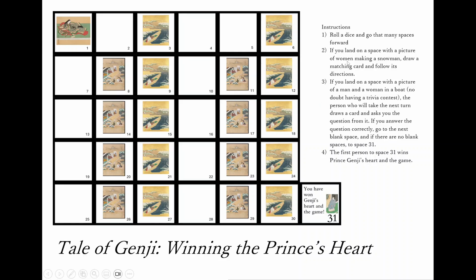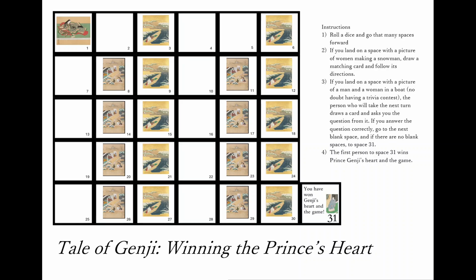If you land on a space with a picture of women making a snowman, draw a matching card and follow its directions. That's these here. If you land on a space with a picture of a man and a woman in a boat, the person who will take the next turn draws a card and asks you the question from it. I'll explain why it's the next person. You don't draw it yourself, even though you're the one that answered.